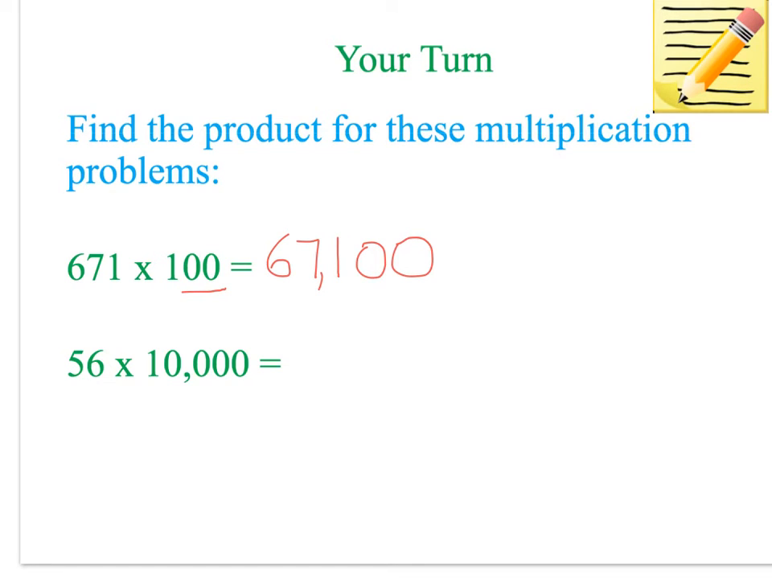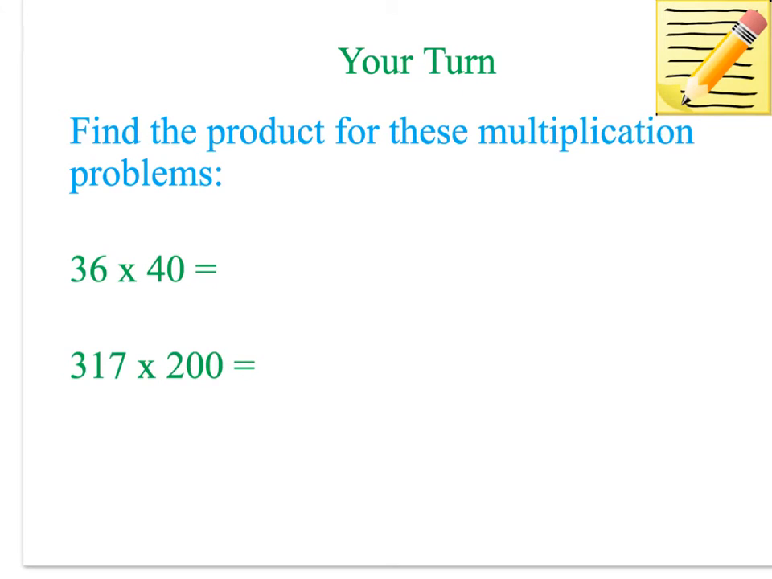Okay, the next one, 56 times 10,000. So 56 times 1 is 56, and then we're adding the number of zeros, 1, 2, 3, 4. 560,000. I like to put the commas in because that just tells me where the place values are. Okay, try these ones. Pause the video and do this as well.